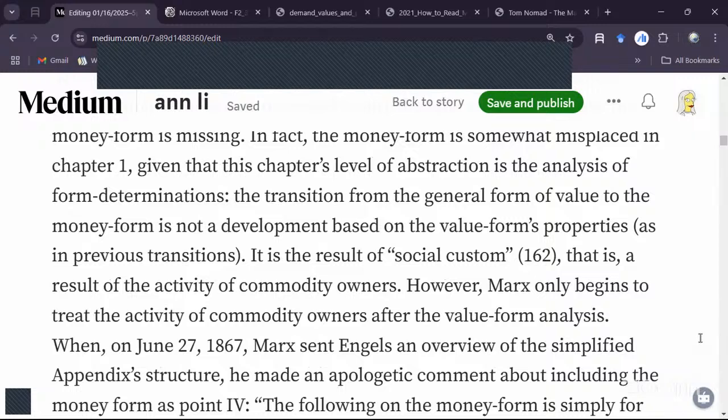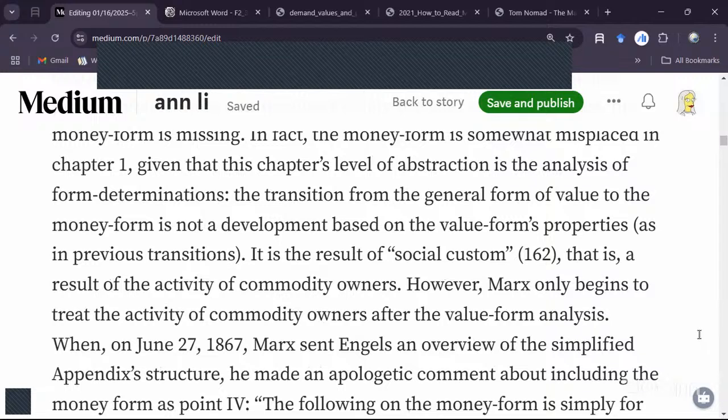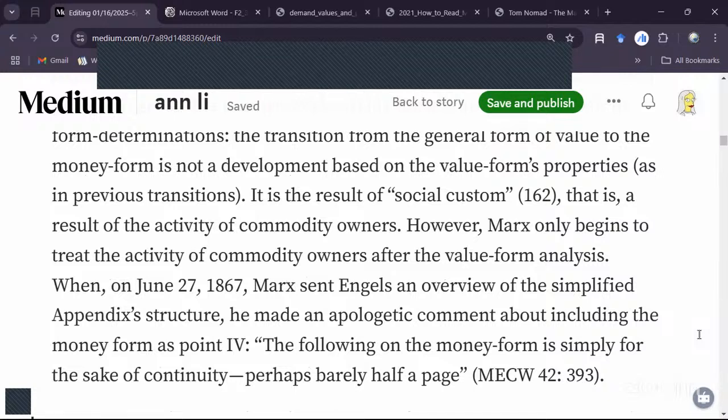However, Marx only begins to treat the activity of commodity owners after the value form analysis, when on June 27, 1867, Marx sent Engels an overview of the simplified appendix's structure. He made an apologetic comment about including the money form as point 4. "The following on the money form is simply for the sake of continuity, perhaps barely half a page." So, we have to intuit what Marx is going to do with this.